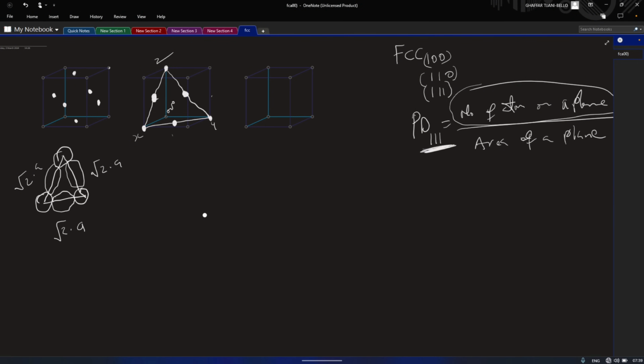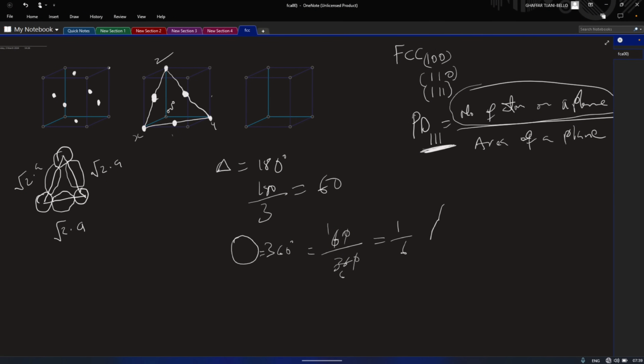Okay, so now we need to look for the number of atoms. We have 3 atoms sitting on this face, but we don't have the full atoms. First off, we need to know that a triangle is 180 degrees, and we have 3 angles. So we say 180 divided by 3, which is equal to 60. Then a full circle has 360 degrees, so we say 60 over 360, which is equal to 1 over 6, which means that every angle at the edges is 1 over 6. We own just 1 over 6 of the portion, not 6 over 6. If it was 6 over 6, we would own 1, but we own just 1 over 6.